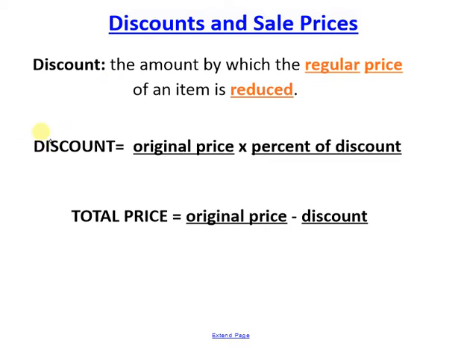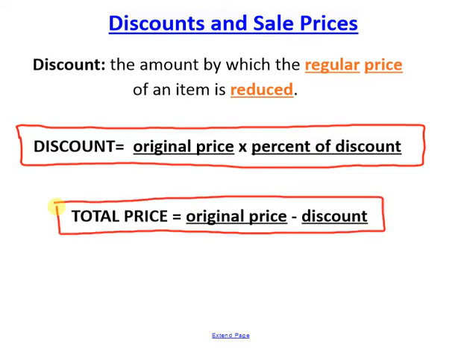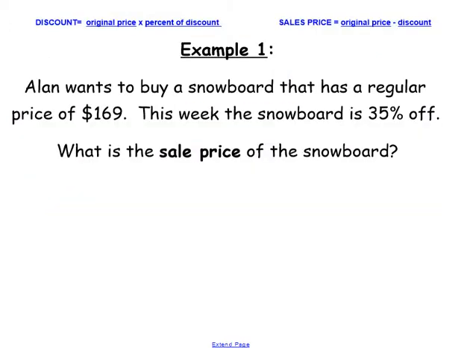Okay, so here we go. The discount formula is going to be the original price times the percent of the discount. But I'm going to have to show you how to take the percent and put it in the calculator. Then, once we have the discount, in order to calculate the total price, we need to do the original price minus the discount.